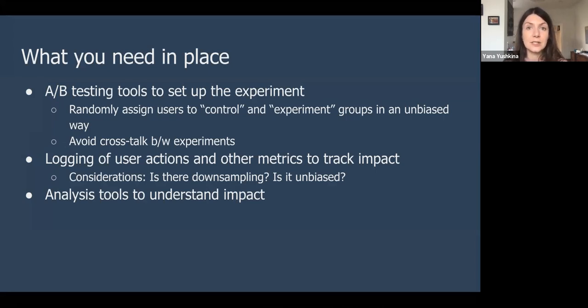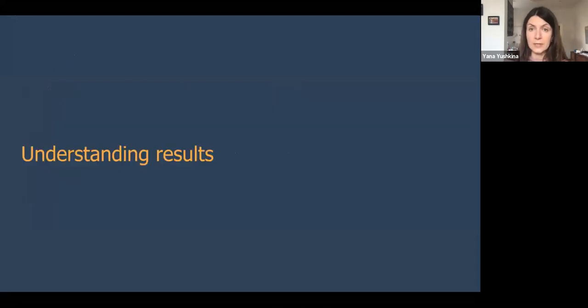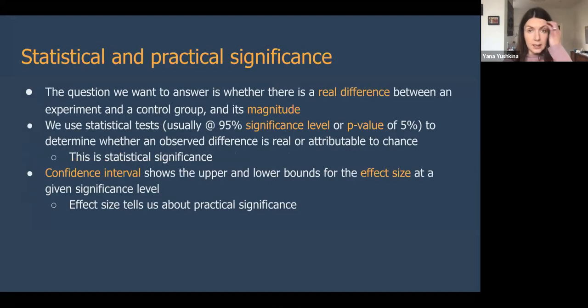And then lastly, you need analysis tools to understand the impact of your experiments. So what does it mean to understand the impact of your experiments? Generally what we look for is statistical and practical significance in your results.